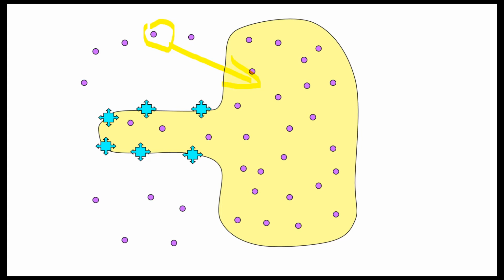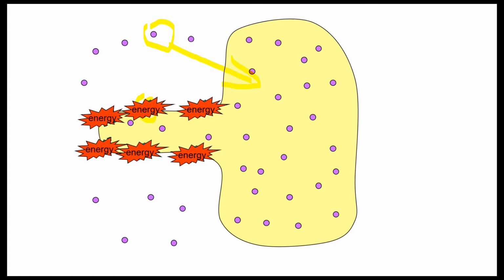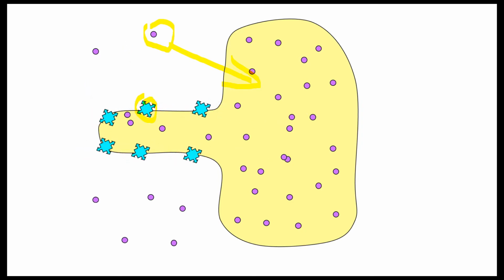Fortunately, there are some proteins in the cell membrane, and these proteins are able to pick up these molecules and take them into the cell. But to do so, it uses energy. The energy will change the shape of the proteins and allow them to take these molecules against the concentration gradient, in other words, from a low concentration to a high concentration into the cell. Hence, active transport. So it's diffusion in reverse, and it requires energy.